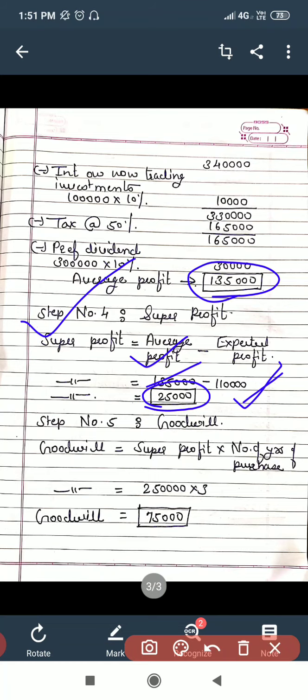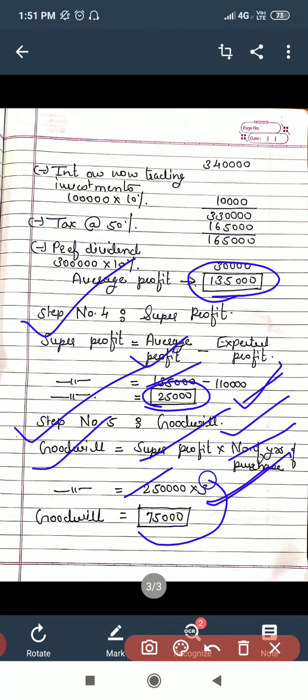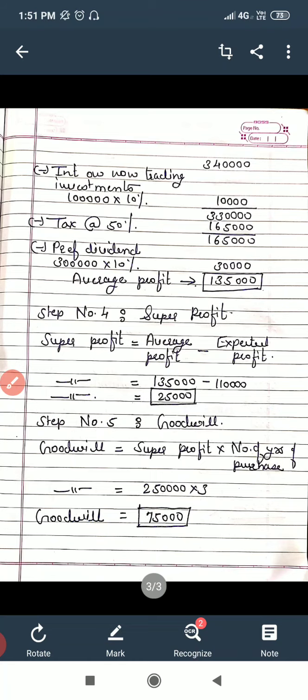The last step is step number 5, that is calculation of the goodwill. Goodwill is equal to super profit into number of years of purchase. We have been instructed to calculate the goodwill for 3 years of purchase. So, 25,000, the step number 4 super profit which we calculated just now, into 3 years of purchase. How much amount of goodwill are you deriving? Rupees 75,000. So, the goodwill here is rupees 75,000. Thank you.